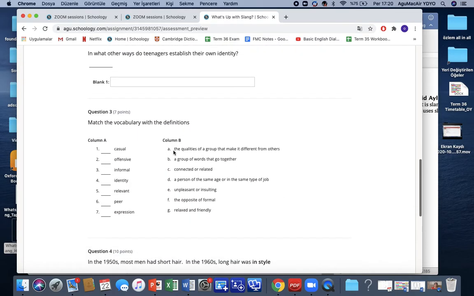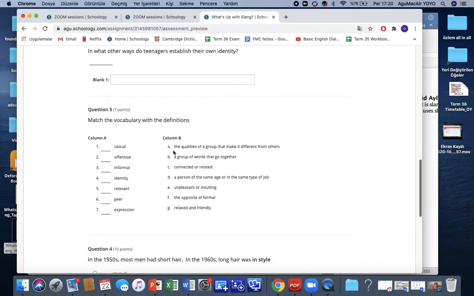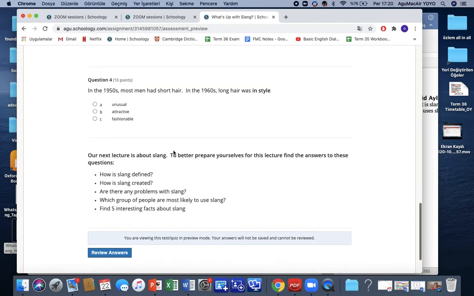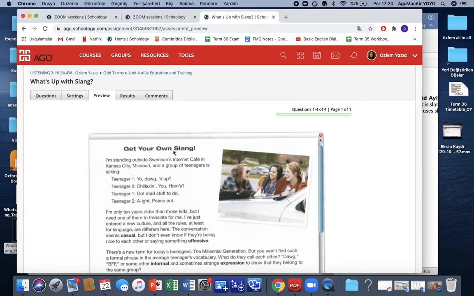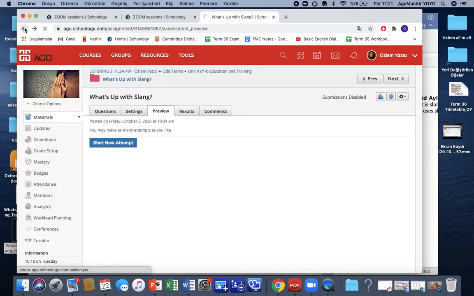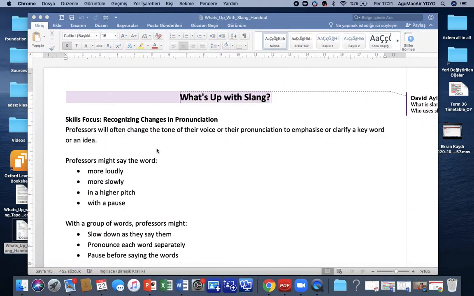And please do the tasks, right? There are some WH questions and some matching activity here and some more, right? Please do it. When you finish that, check your answers, and if you have incorrect answers, try to understand why you did incorrectly. And after you finish the quiz, you need to open the handout, right? Here is the handout, right?